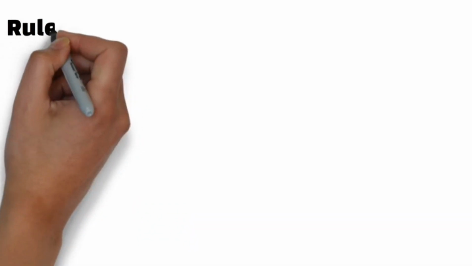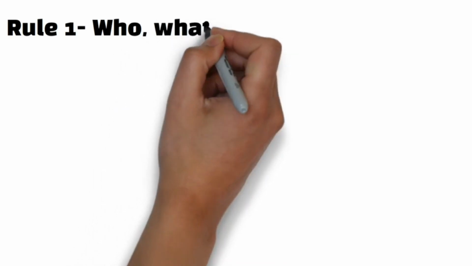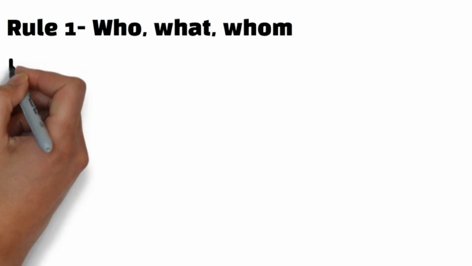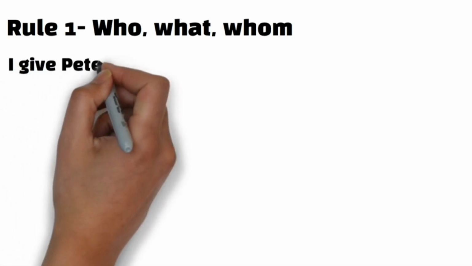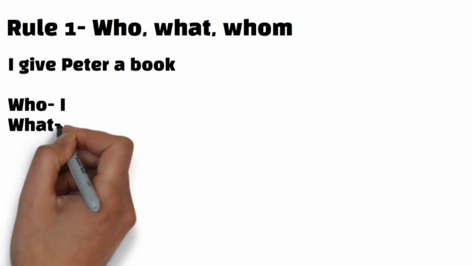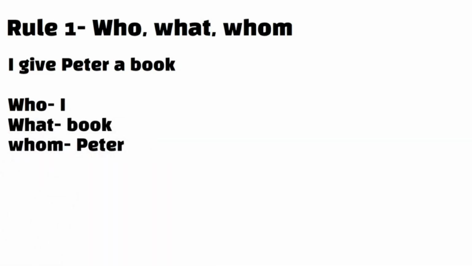So the first rule is who, what, and whom. So let us try to understand this with an example. If I take a sentence, I give Peter a book. Here, who is I, what is book, and whom is Peter.